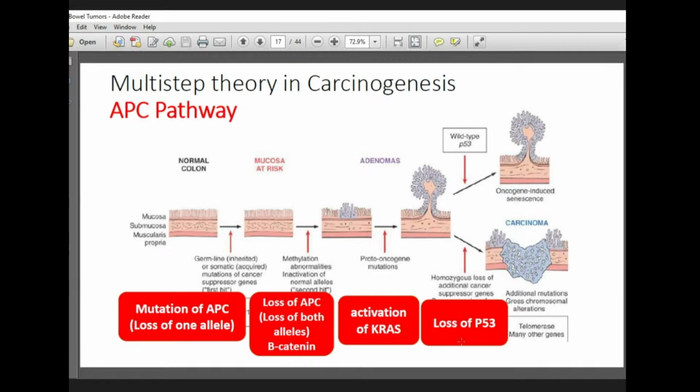Then there is a loss of P53. So normal, wild-type P53, oncogene-induced adenoma sequence. This adenoma goes sequentially through changes from mild to moderate dysplasia, where loss of the P53 gene will lead to development of the carcinoma. So this is the multi-step carcinogenesis at the epithelial level, at the molecular level.